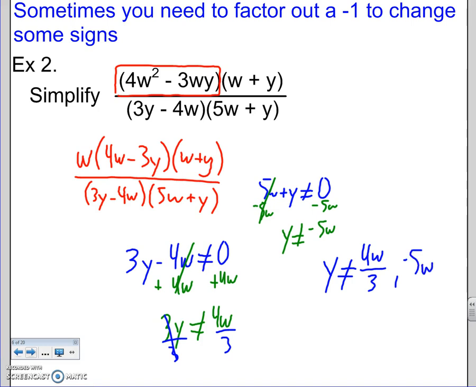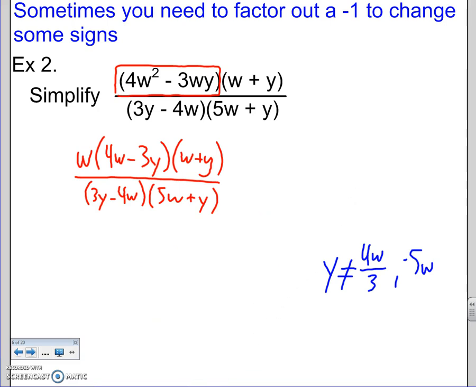Last part is cancel out. Well, I see positive 4w minus 3y on top. On the bottom I have 3y minus 4w. Those are not exactly the same. They're close. The signs are different.